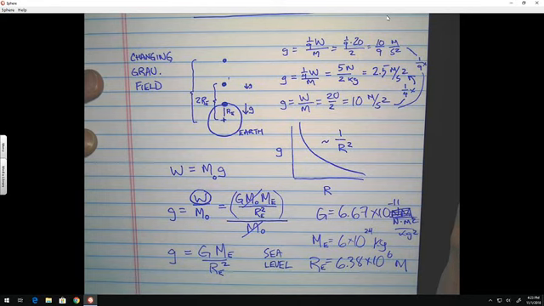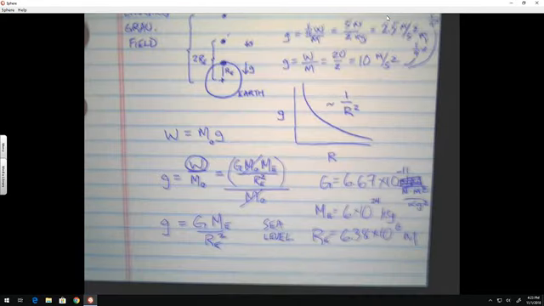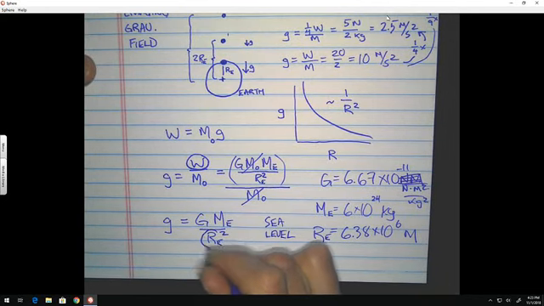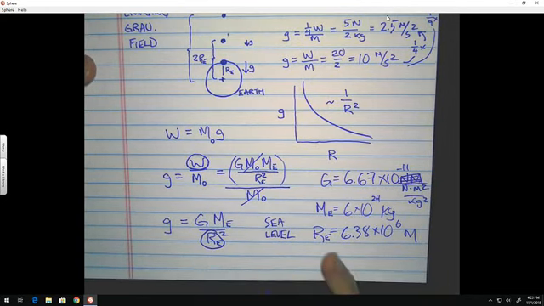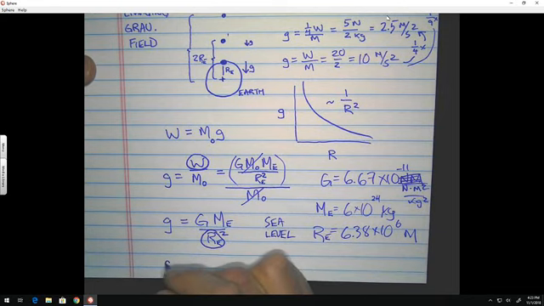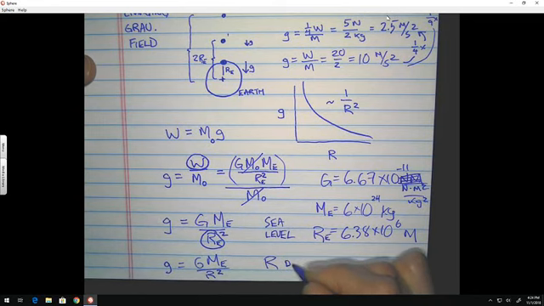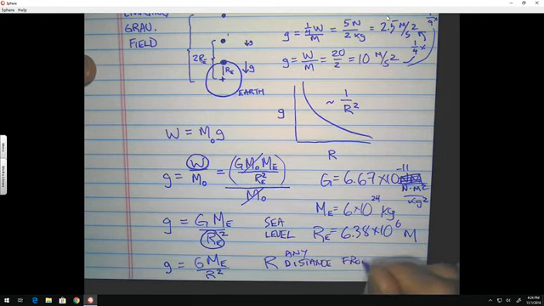Okay. So you can do that. That's a good thing to try. If you are not at sea level, then the radius can be different. And so let's say that you're in space or something like that. So now r is any distance from Earth's center.